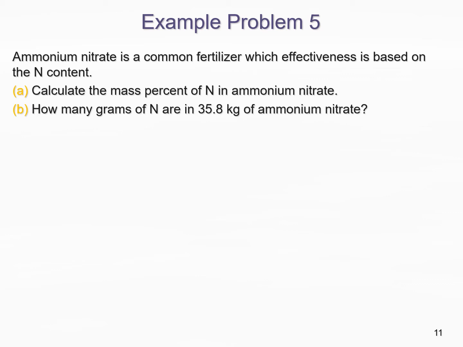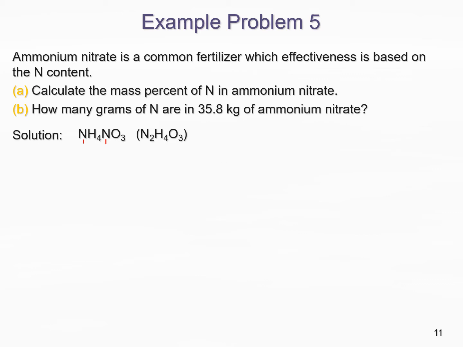Our first question is to calculate the mass percent of nitrogen in a compound called ammonium nitrate. And the second question, how many grams of nitrogen are in this many kilograms of ammonium nitrate? First of all, we need to know what ammonium nitrate is. Ammonium, NH4, nitrate, NO3. Since we talk about the mass percent, we put the 2 nitrogens together to rewrite this formula as N2H4O3.